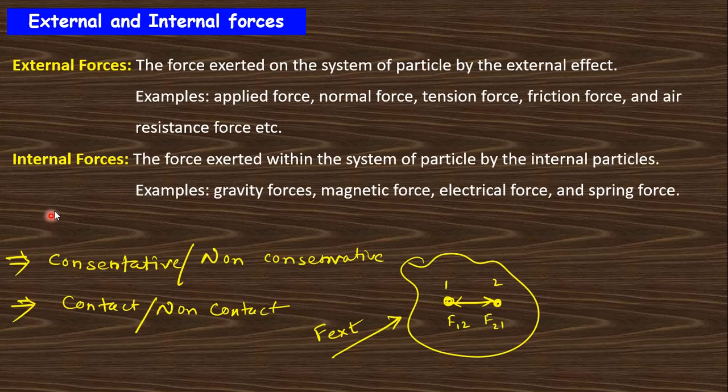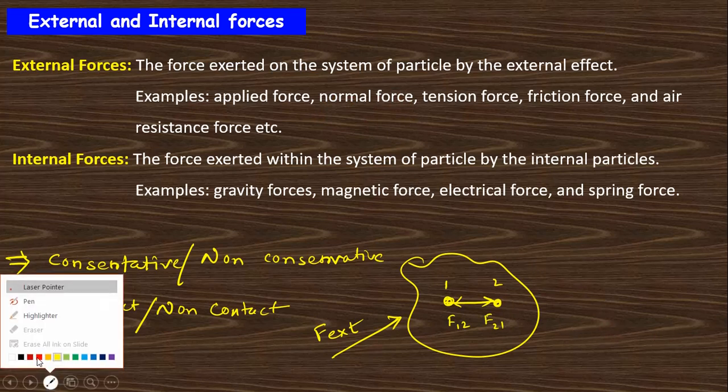Now comes the external and internal force. Internal force means the force within the body, between the particles within the body. The force within these two bodies is the internal force, and the external force is due to an external agent, right? So the force exerted on the system of particles by an external effect is known as external force. For example, applied force, normal force.